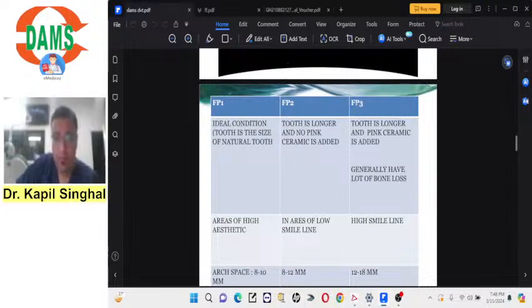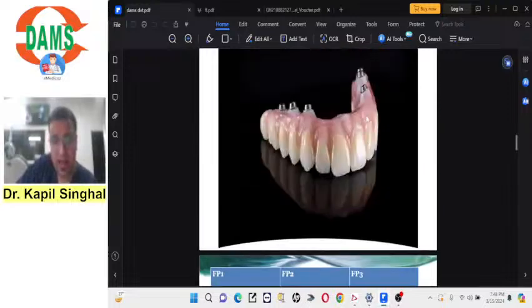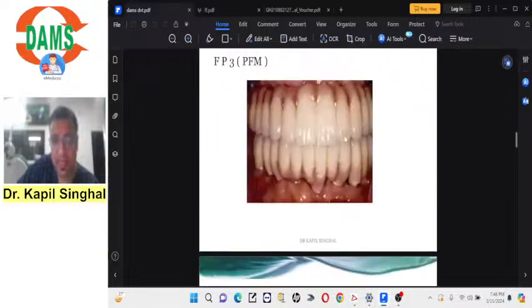The third type of prosthesis is FP3. FP3 में बस क्या फर्क है? इसमें pink भी ऐड कर दिया है. So FP3 is a long prosthesis with the pink.